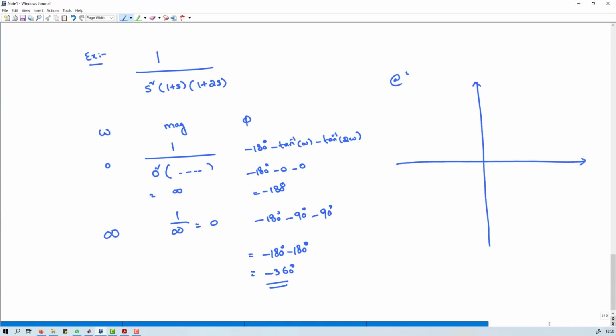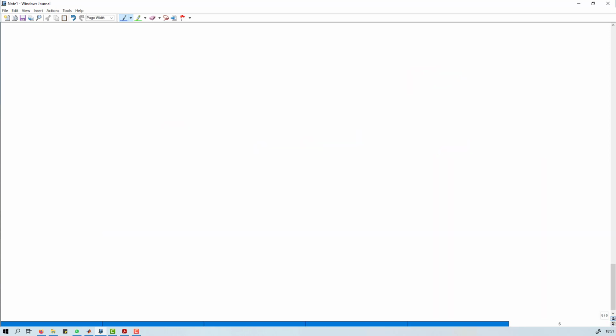So now let us draw our polar form and we'll draw the characteristics. At omega is equal to 0, infinite magnitude at minus 180, and at omega is equal to infinity, 0 magnitude at minus 360, so it will go towards 360. That is how simple it is. Wherever 360 is there, it will go like this. So the arrow will go in this direction.